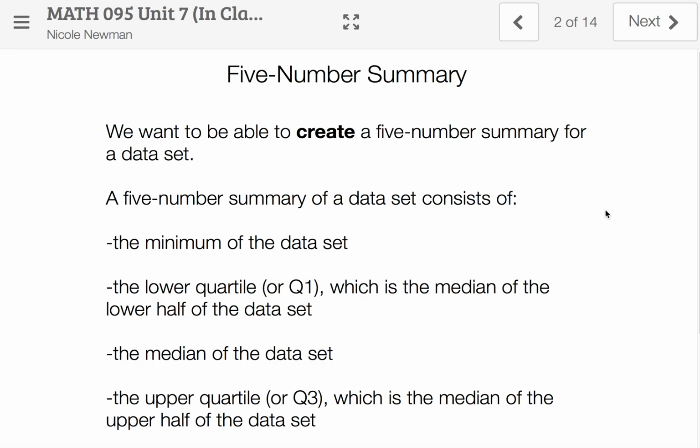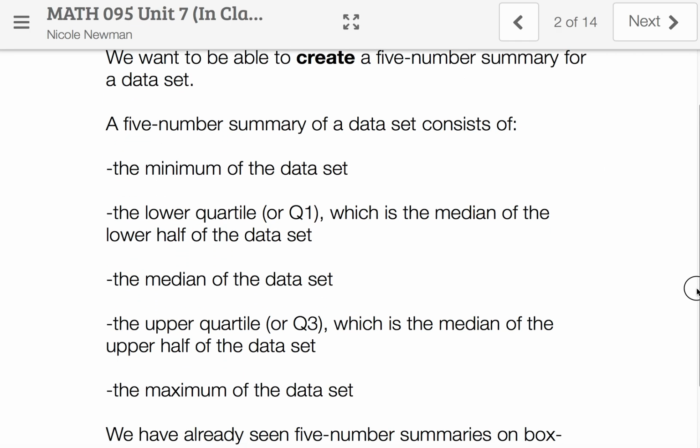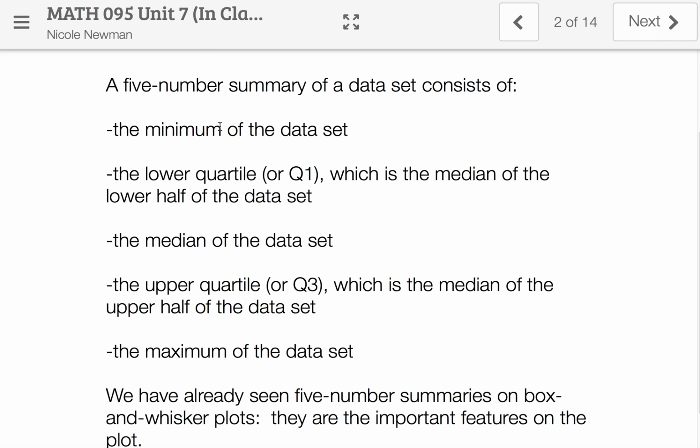In this unit, we need to be able to create a 5-number summary. We were able to pull off all of the pieces from box and whisker plots in the last unit, but this time we'll want to be able to create those 5-number summaries. So to do that, we need to be able to find the minimum of the data set and its partner, the maximum. And then we also need to be able to find the median. And those three things we did in the last unit for sure.